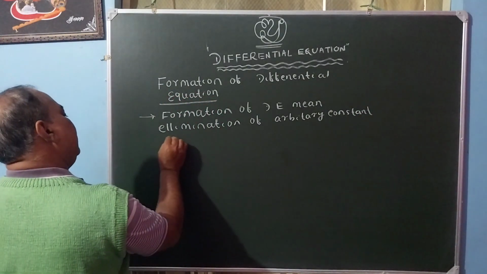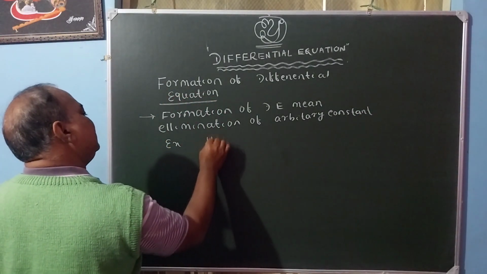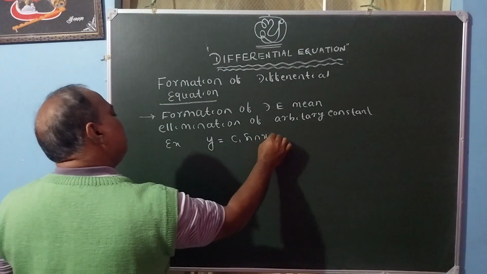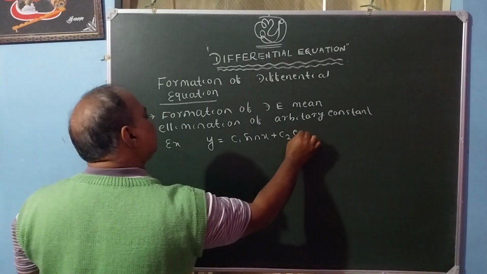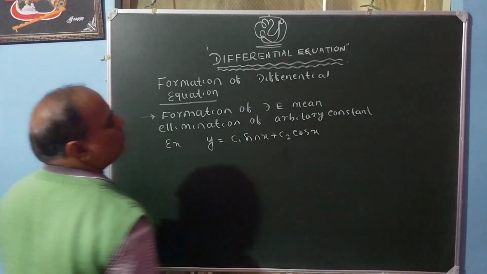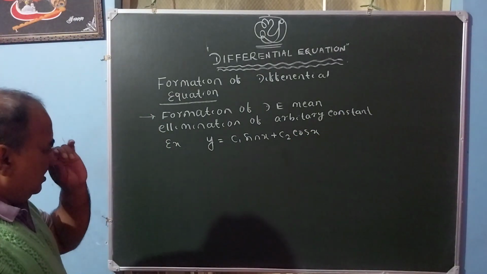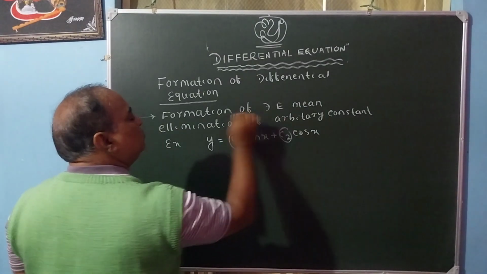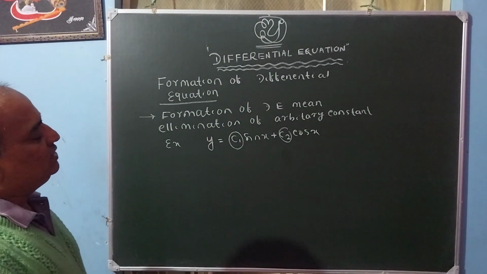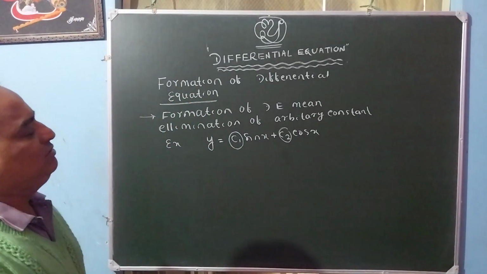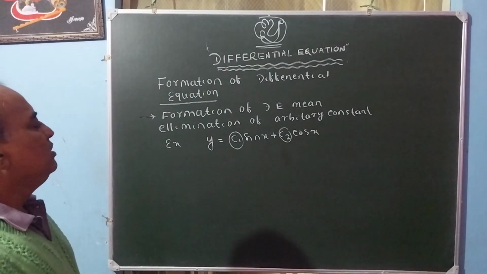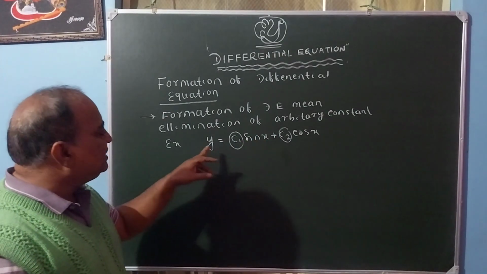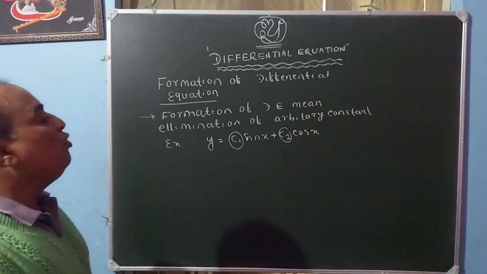Give an example. Suppose y is equal to c1 sin x plus c2 cos x. Form a differential equation. There are two arbitrary constants, one is c1, another is c2. So we have to eliminate these two arbitrary constants. In order to eliminate two arbitrary constants, we have to differentiate it two times.